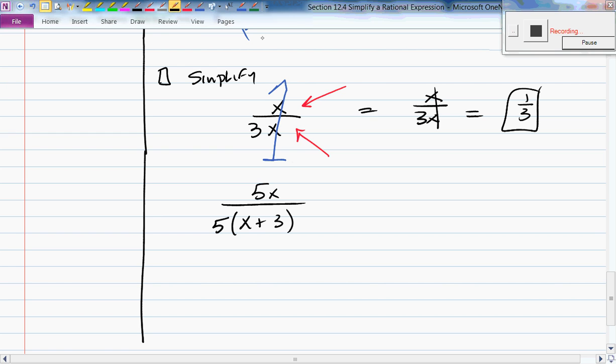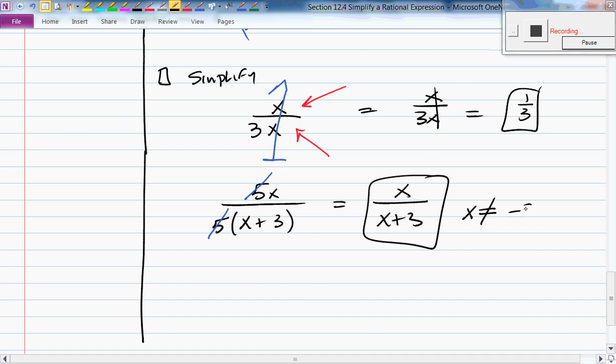All right, now, what can cancel? The 5 can cancel with the 5. Can anything else cancel out? No. Very, very good. You cannot cancel those x's. How come? Because it's addition. Very good. So when I simplify this, what do I have left on the top? x over what's on the bottom? x plus 3. Find the excluded value. What can x not be? -3. Very good. Awesome.